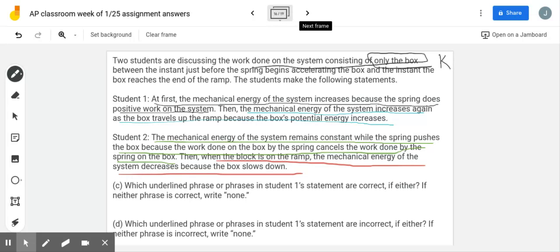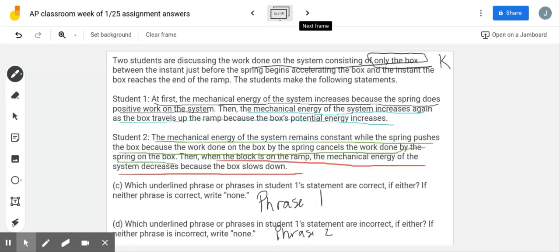So student one says, at first the mechanical energy of the system increases because the spring does positive work on the system. True. So that's going to go under the correct part. That spring sure does add energy into the system, so the mechanical energy increases because the spring makes that box move. So it increases its speed from 0 to more than 0. Then the mechanical energy of the system increases again as the box travels up the ramp because the box's potential energy increases. False. That is not correct.